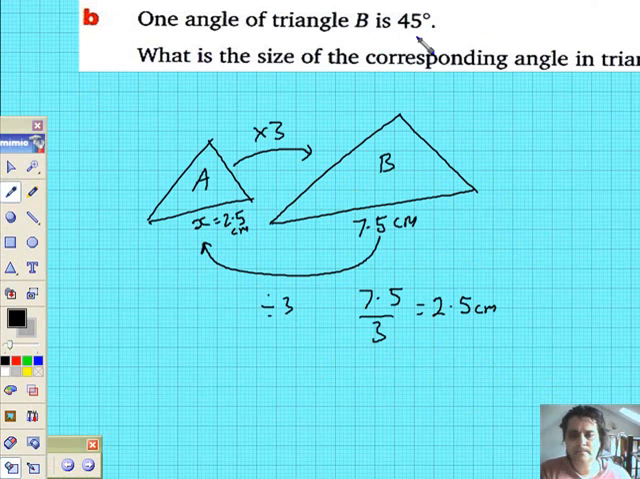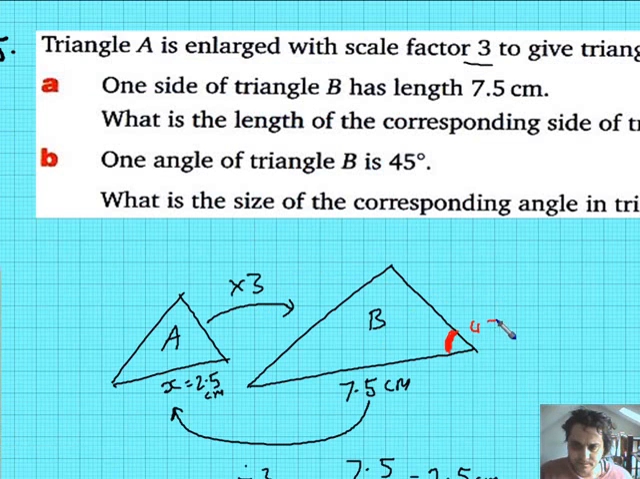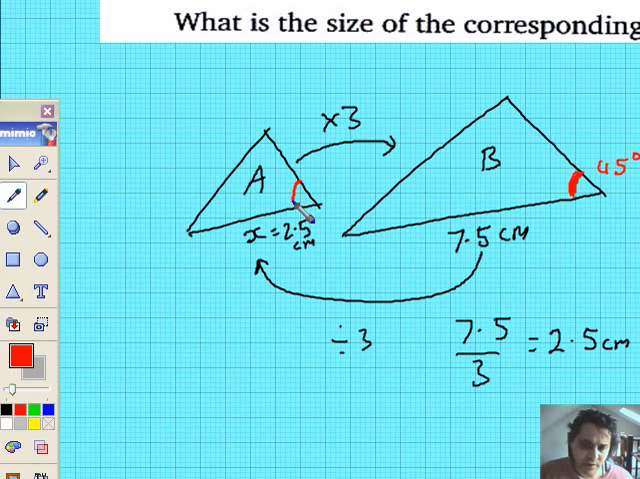Alright? Now, one angle in triangle B is 45. Let's just change flavour. So I'm going to pretend that's 45 degrees. Alright? What is the size of the corresponding angle in triangle A? In other words, this one.